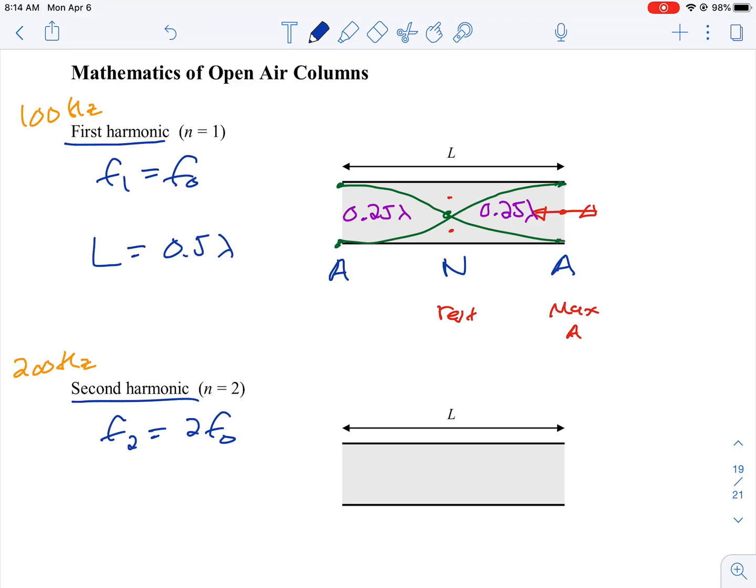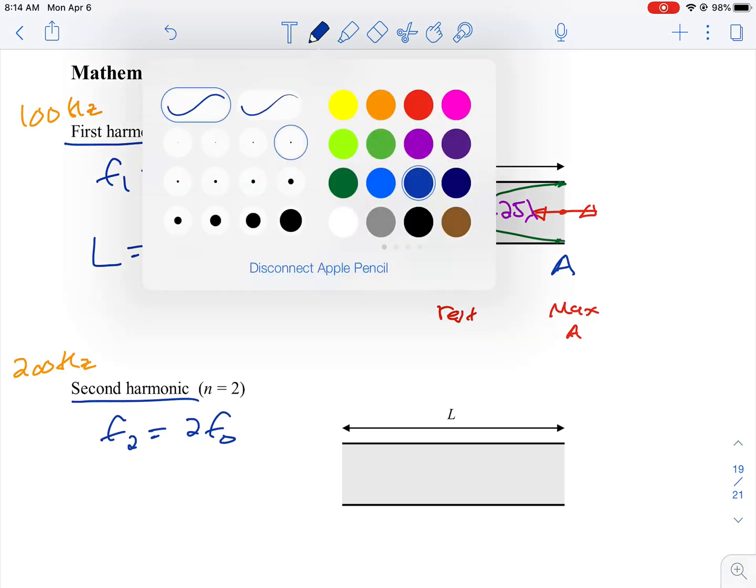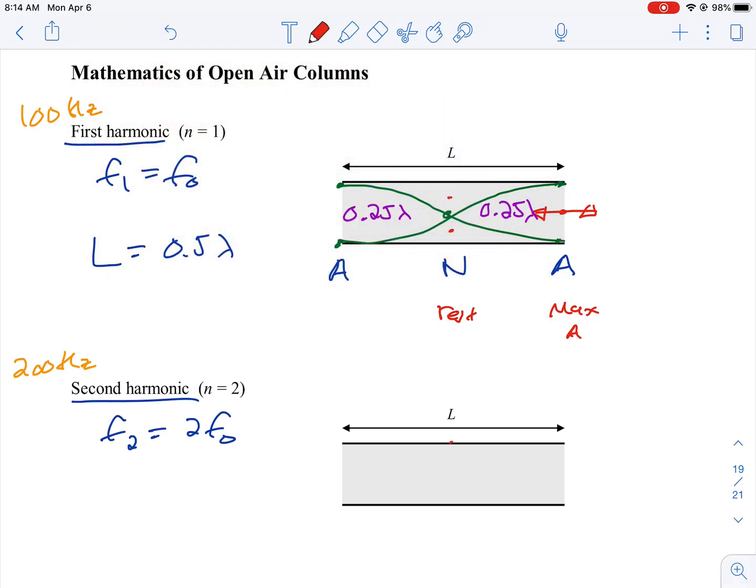So remember, if you double the frequency, you halve the wavelength. So what we're going to do is divide this up into a half. And remember, in the first part, you draw that entire fundamental. So this would be an antinode and this would be an antinode, and a node in between.